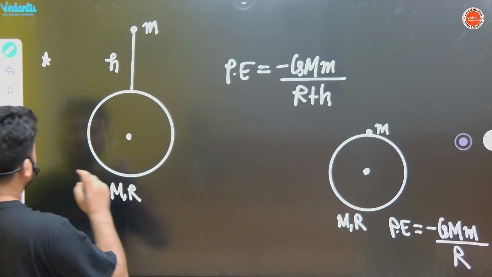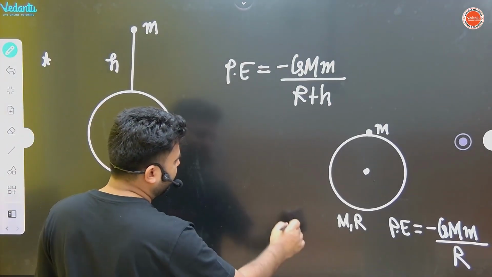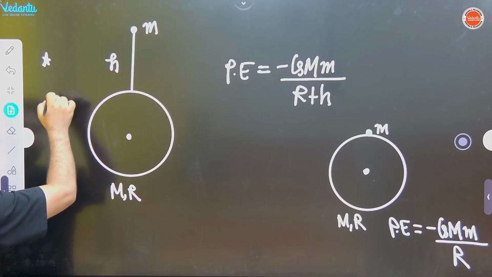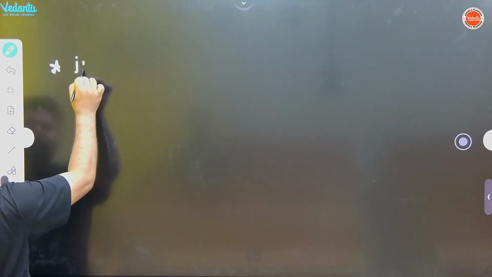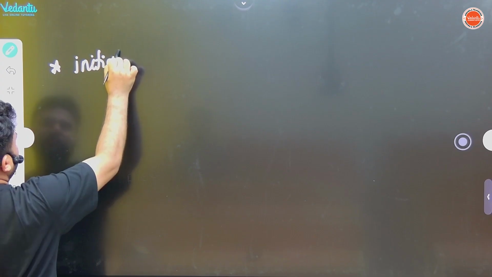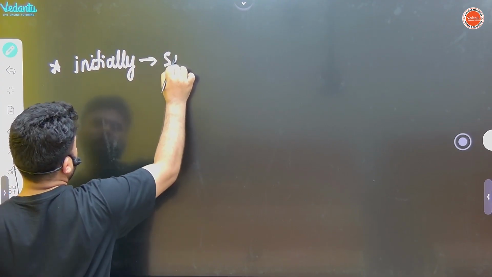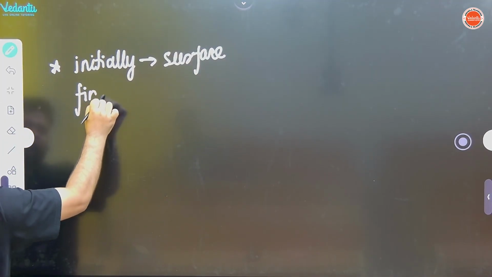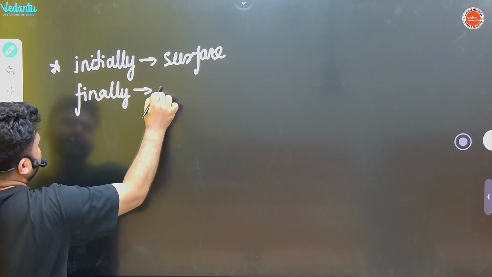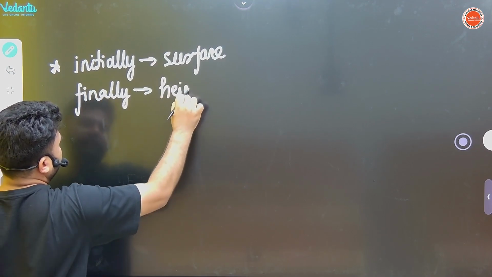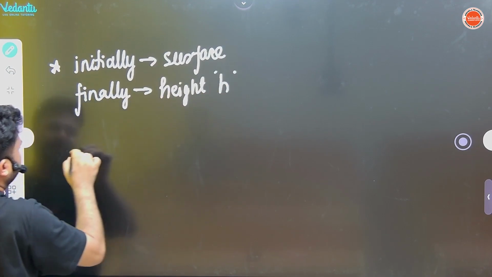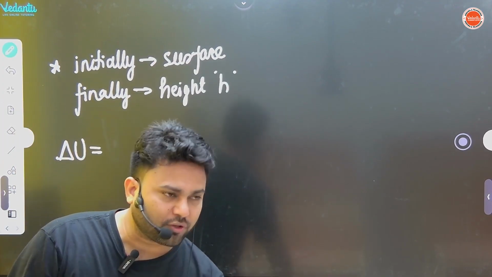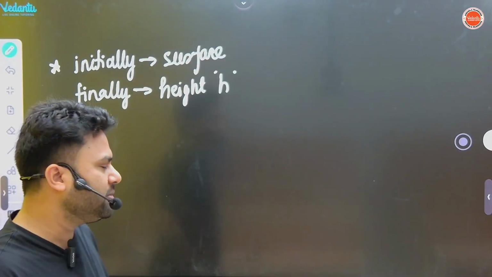So sometimes they ask this question also, that initially the object was on the surface of earth and finally we move it to a height h. Then find the change in potential energy. Like suppose there is an object on the surface of Earth, we move it to a height h. What is the change in potential energy?